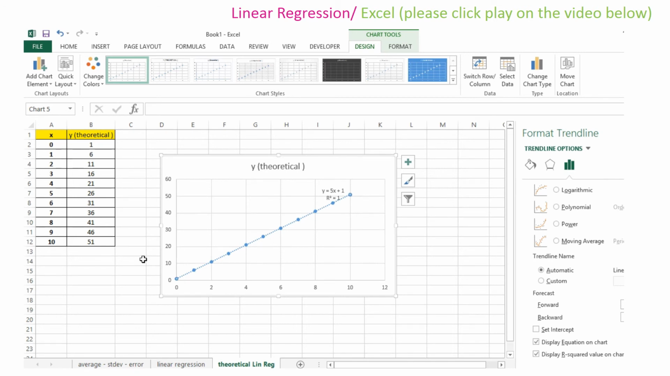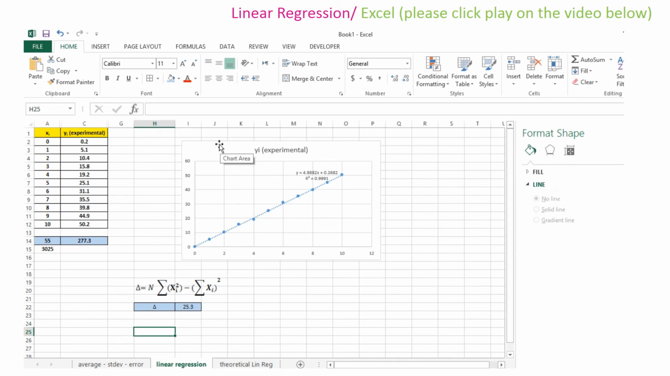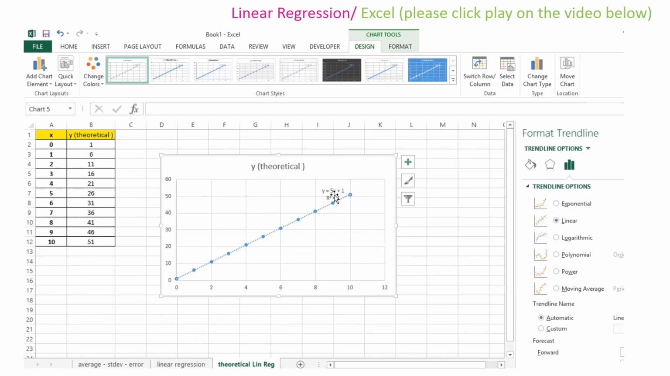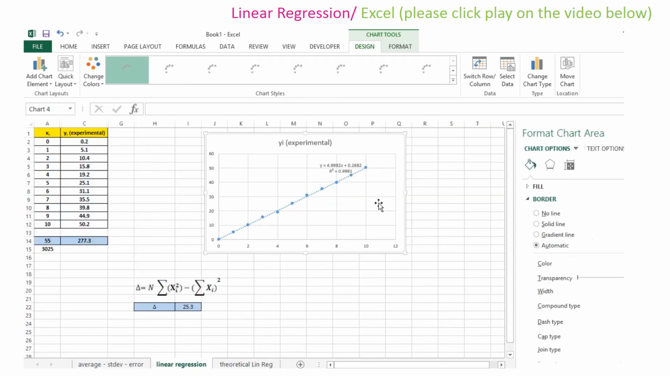Okay now if you go for the experimental part you repeat that same thing, you will find that the equation is very near to the theoretical one. Assume I will go back to the theoretical part. Remember 5 is the slope and 1 is the y-intercept. This means the line here is intersecting the y-axis at 1 not at 0. Okay now let's go back over here.